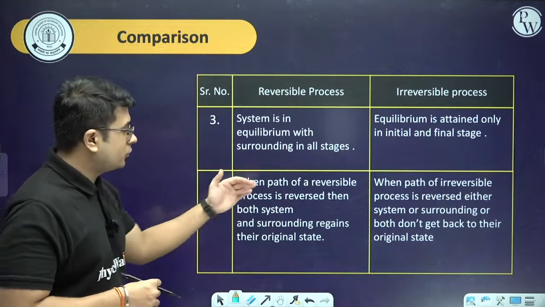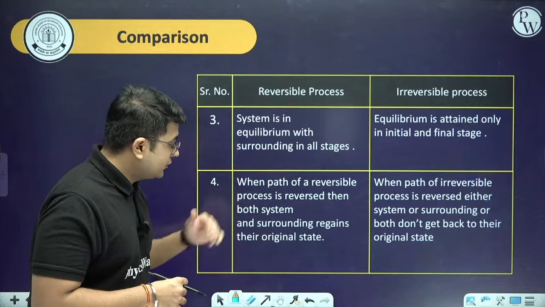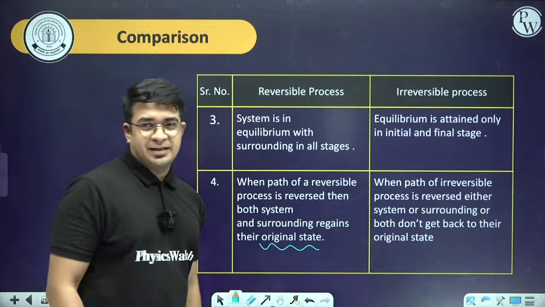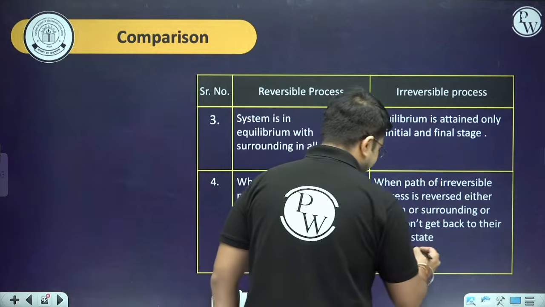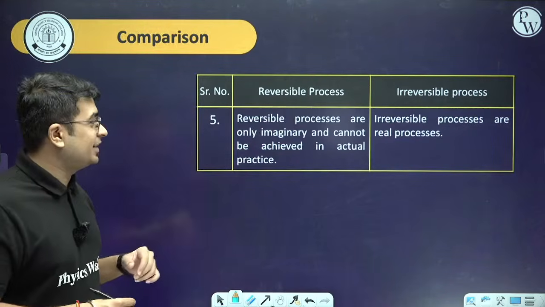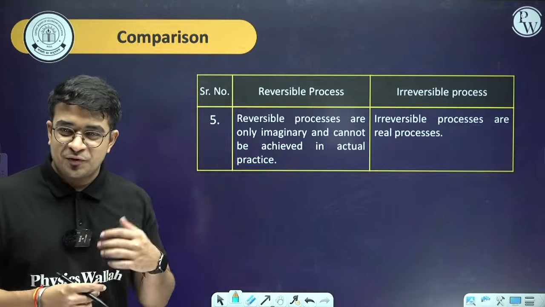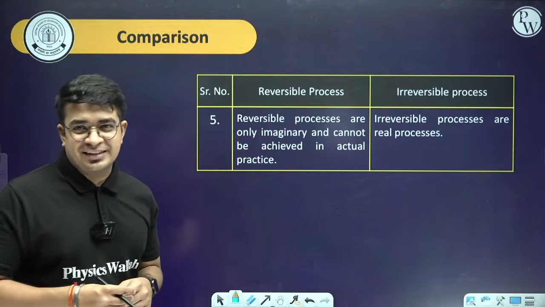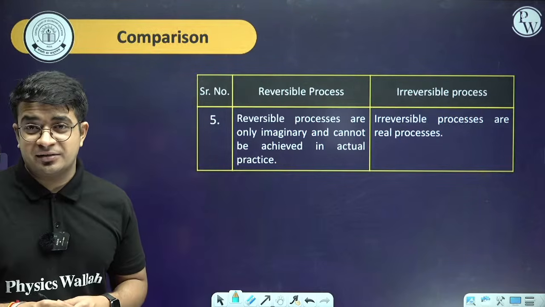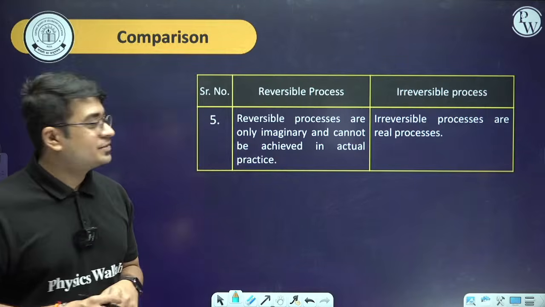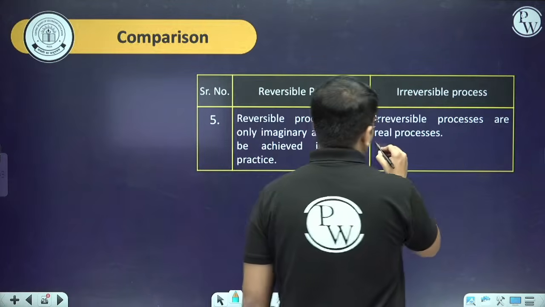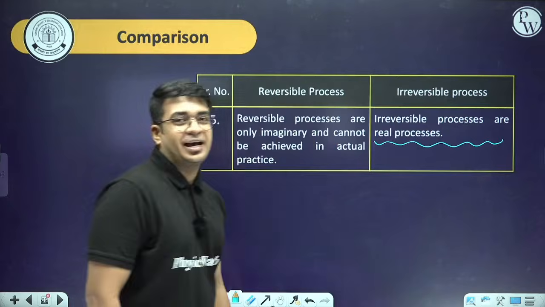In the same way, when the path of a reversible process is reversed, then eventually it will come back to its original state, but in this case it doesn't go back to its original state. That's the difference between reversible and irreversible process, and reversible processes are only imaginary. So just like the ideal gas equation, which is useful for idealization, that process is mostly imaginary and cannot be achieved in actual practice or in daily life experiments. But we know that most of the phenomena which occur in daily life are related to the irreversible process. I hope this part is clear.